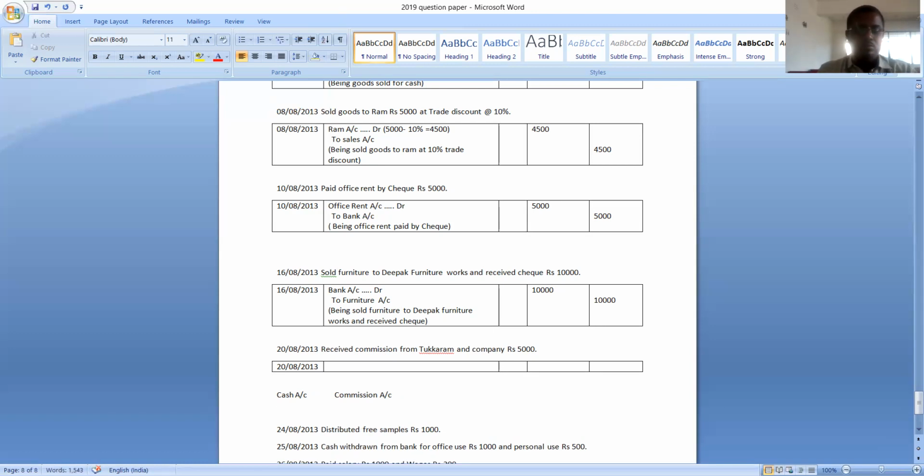Okay. Cash is which account? Cash is real account because it is an asset. And commission is which account? It is a nominal account, because it is income. Yeah, received. And it is income.